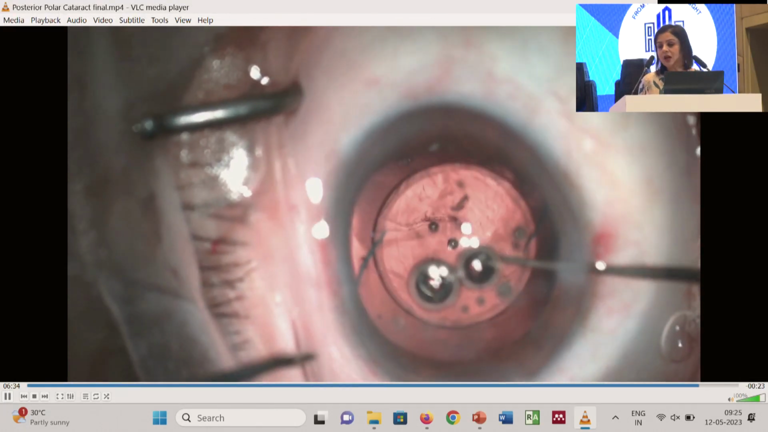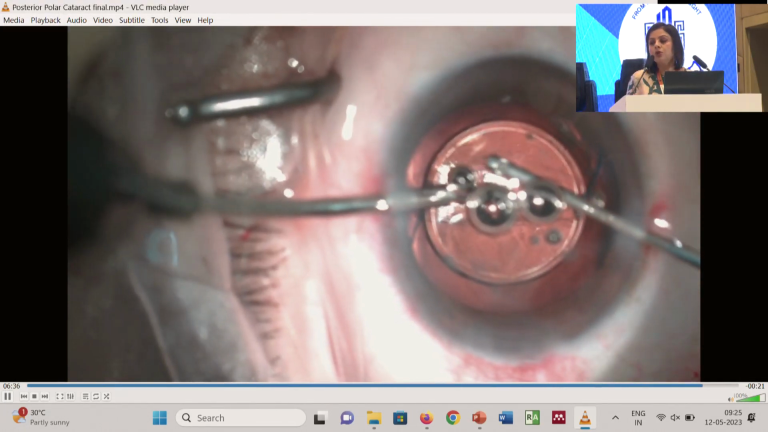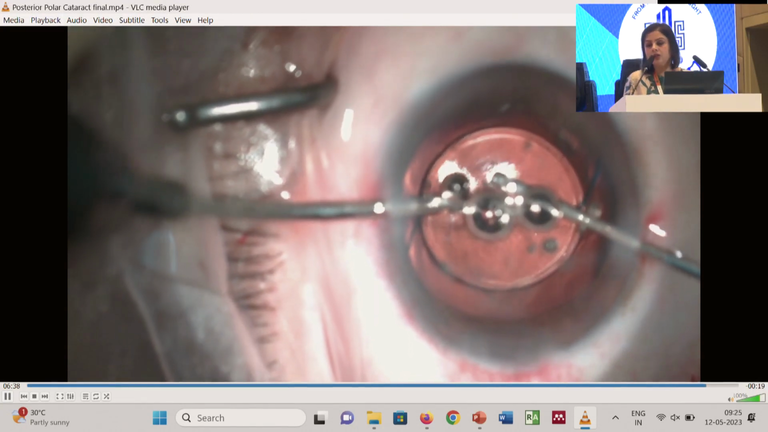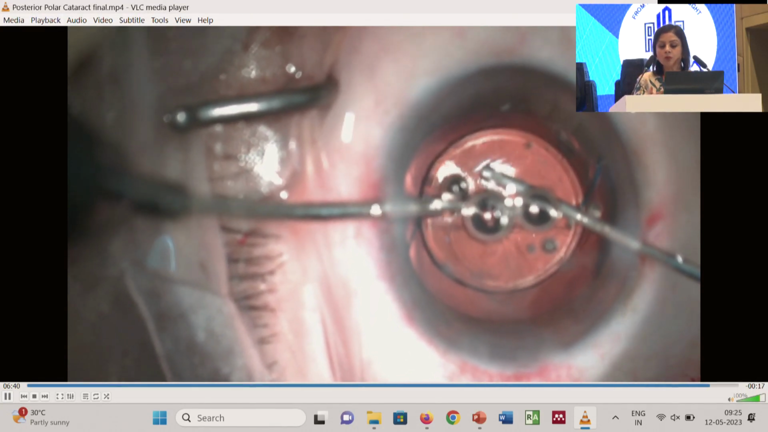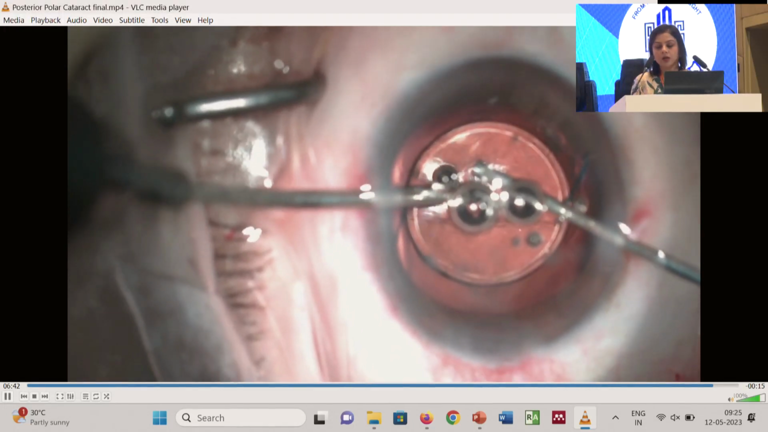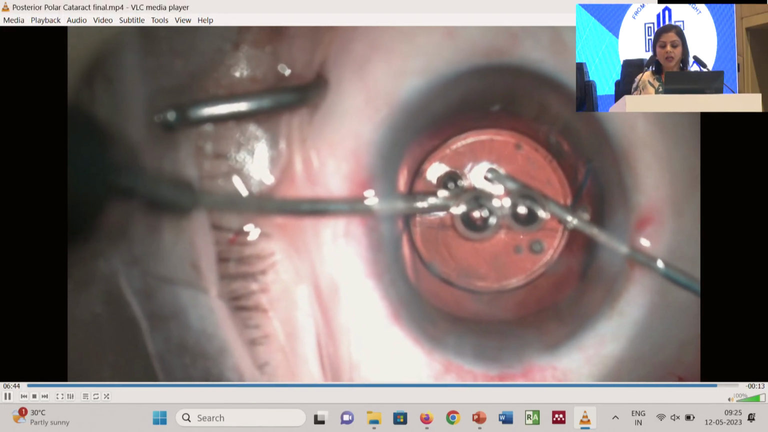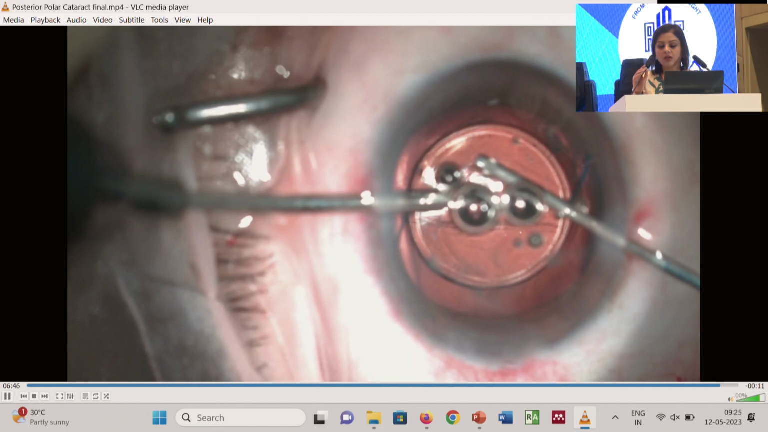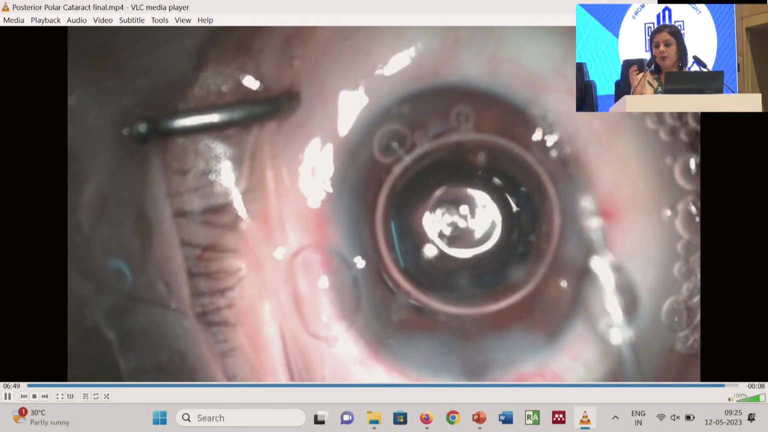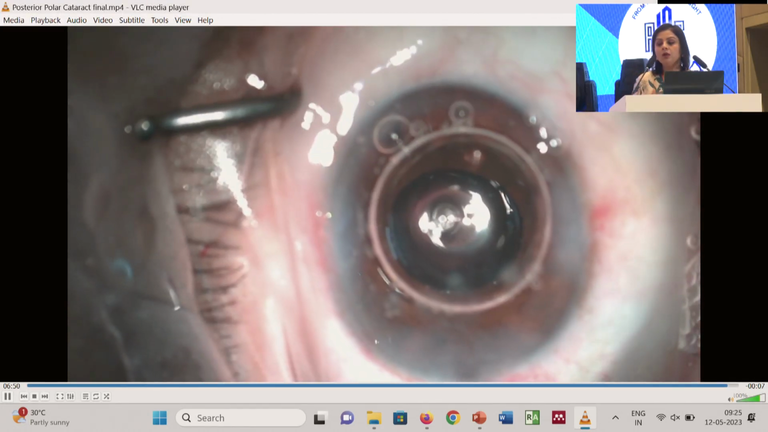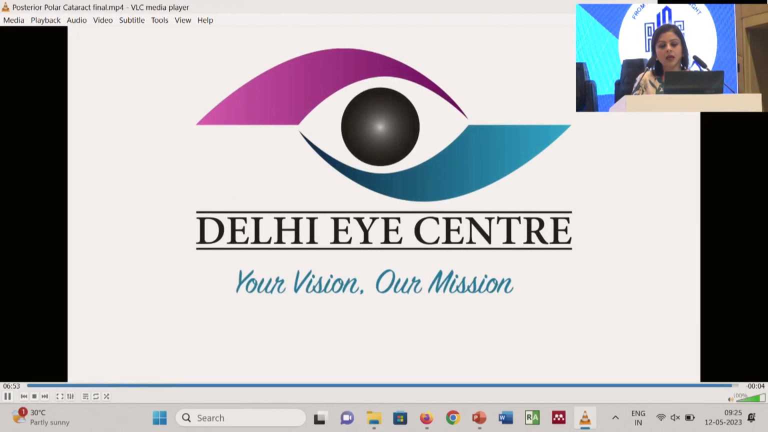We can even inject triamcinolone at this point to make sure that there is no vitreous remaining in the anterior chamber before we close the case. So I'm removing the viscoelastic with the vitrectomy cutter here, before we end the case. And usually even the presence of a round central air bubble, a round central pupil, gives us a very good idea that there is no vitreous remaining in the anterior chamber.